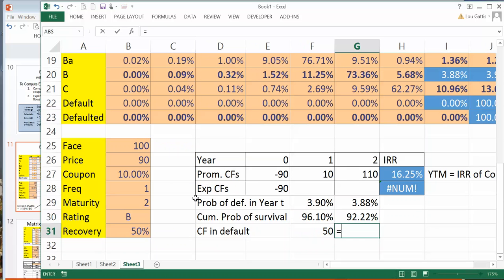So now I'm ready to calculate the expected cash flow. In year 1, there's a 3.9% chance I default. If I default, I get recovery times face back and the bond is done. But there's also a 96% chance that I get my promised cash flow of $10 coupon payment. So my expected cash flow is $11.56.